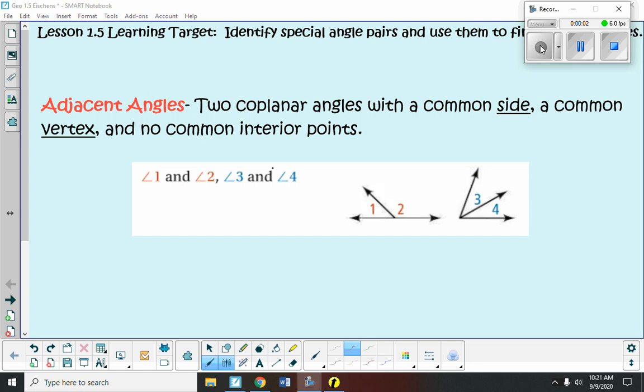Hi, this is lesson 1.5 in geometry, and in this lesson we're going to be talking about special angle pairs and how we can use those to find angle measures.